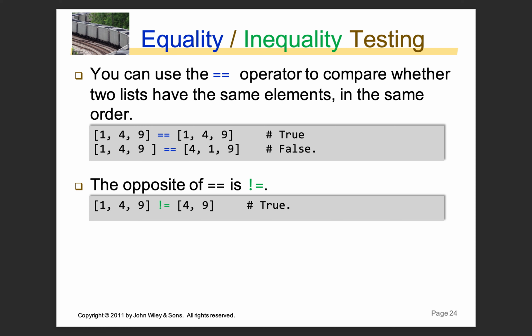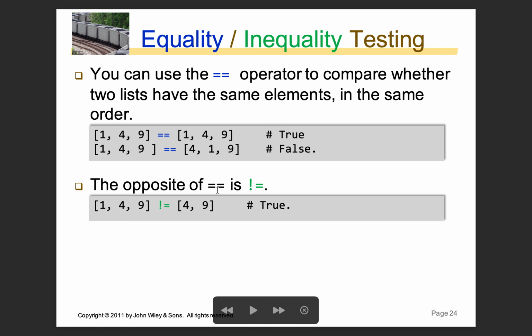Okay, so we can join lists together. What happens if we want to test whether or not two lists are the same? So just like we can test equality in other cases, we use the double equals operator to compare whether two lists have the same elements in the same order. So it's not enough for them to have the same elements, they have to be in the same order. Okay, so the list 1, 4, 9 and 1, 4, 9 are identical. Okay, they are equal. This would return true, but the list 1, 4, 9 is not the same as the list 4, 1, 9. Okay, it's not enough to have the same elements, the elements have to be in the same order.